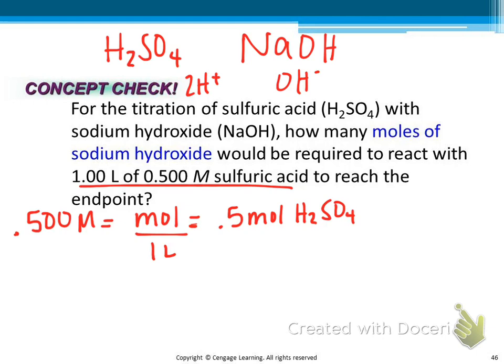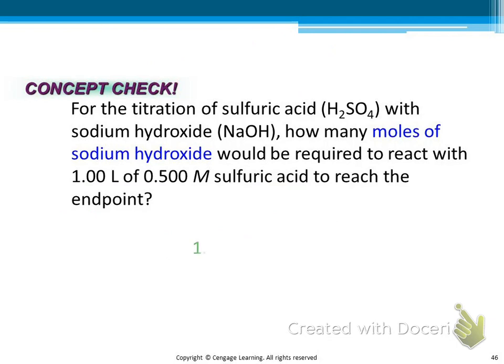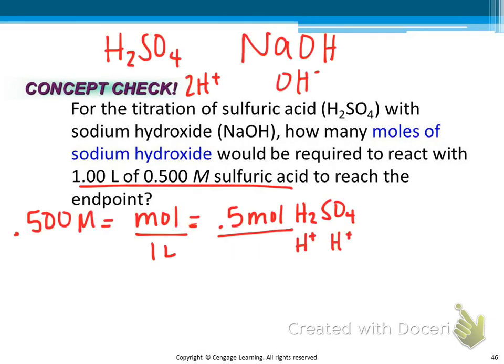So now we need to think, what's my ratio of hydrogen ions to hydroxide ions? I need 2 to 1. That means every time this ionizes, I get H+ and H+. So can I get away with having 0.5 moles of hydroxide ions? No. What do I need? I need half of that or twice of that? I need twice as much. Okay, I need twice as much.